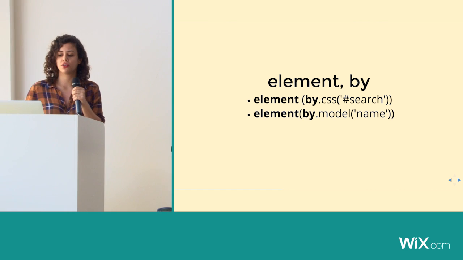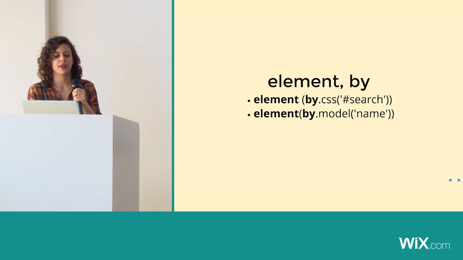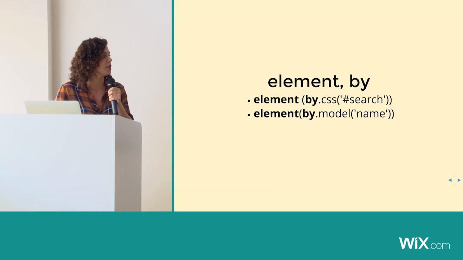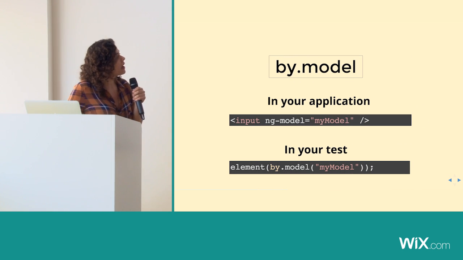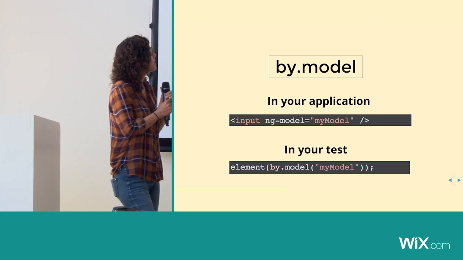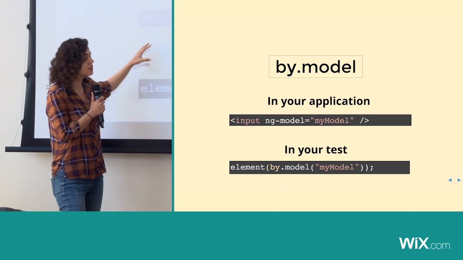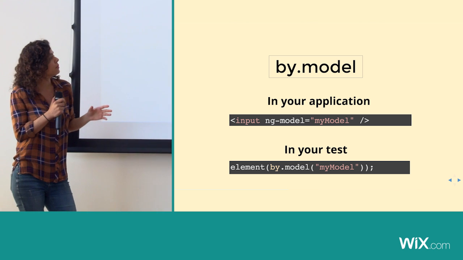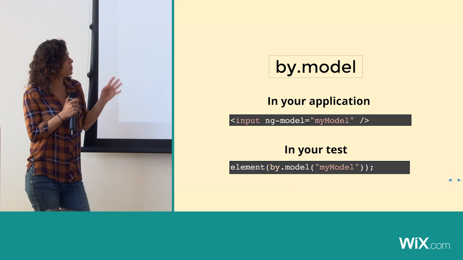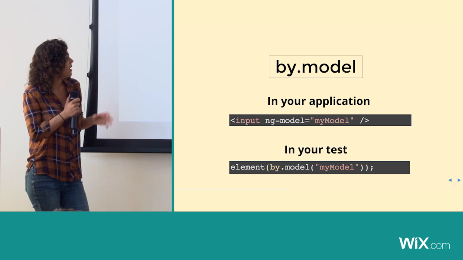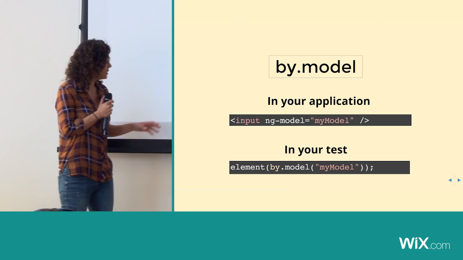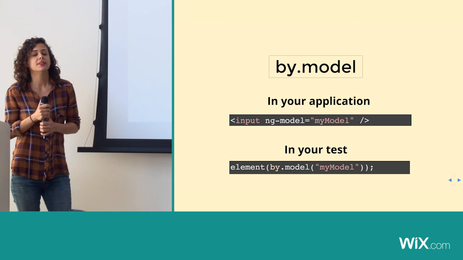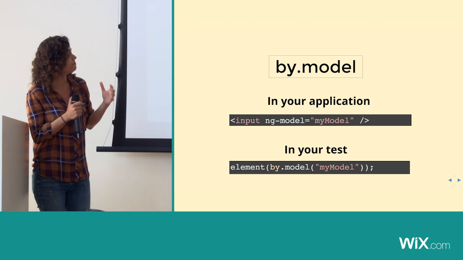With Protractor, I can also use some special attributes that are for Angular, for example, by model. If I have in my application this input tag with the ng-model attribute with the name my model in it, in my test, I can refer to it with element by model and my model name. This is really important.